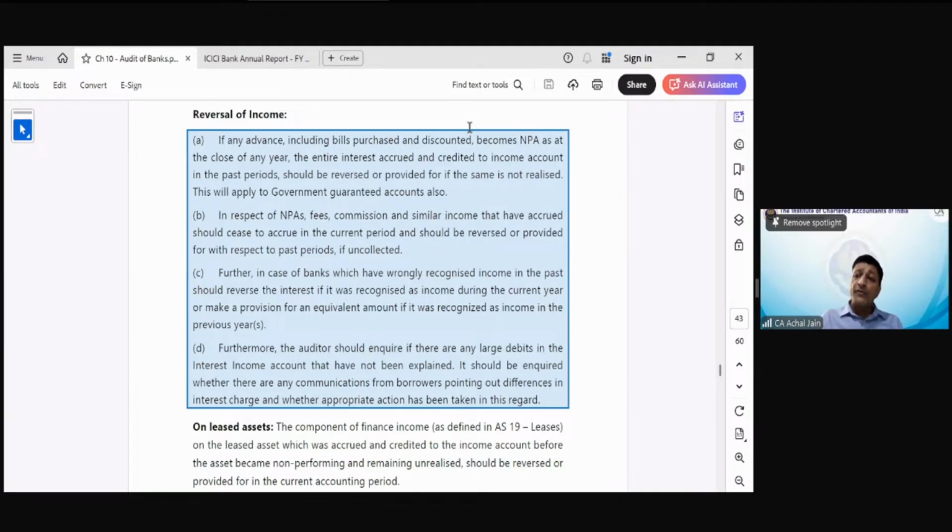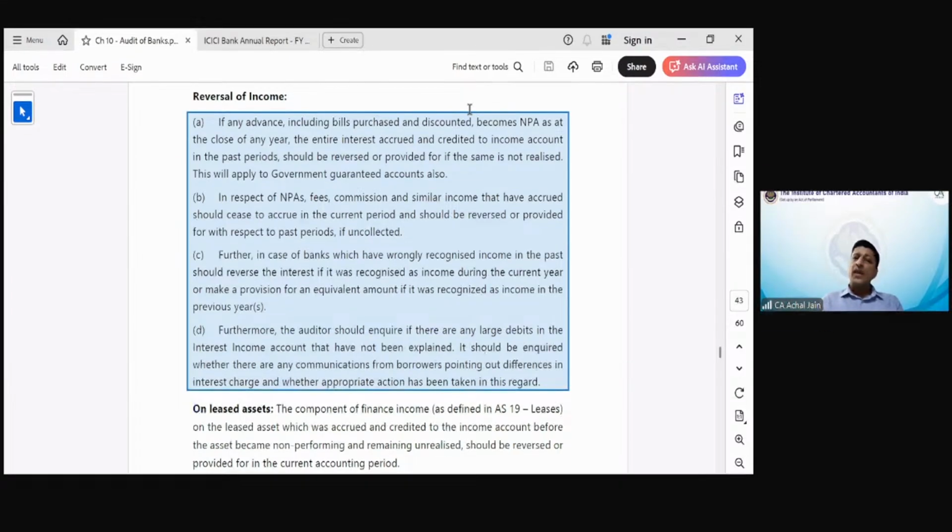So therefore, what will you do? You'll have to keep a track of all of those NPAs, and such reversals of the incomes which have been earned but not received, you also have to keep a track as an auditor whether those have been reversed or not. Clear? Clear on this? Yeah?